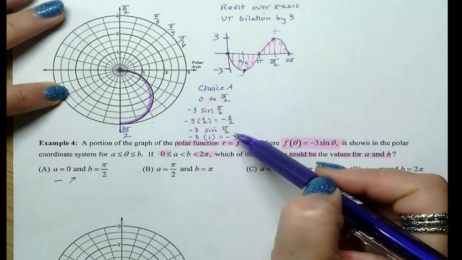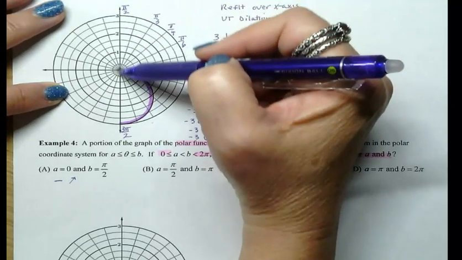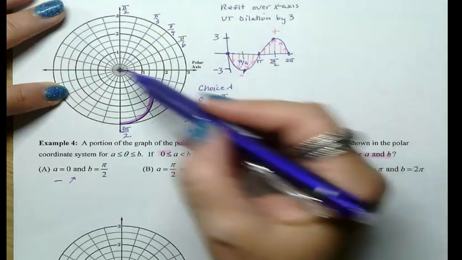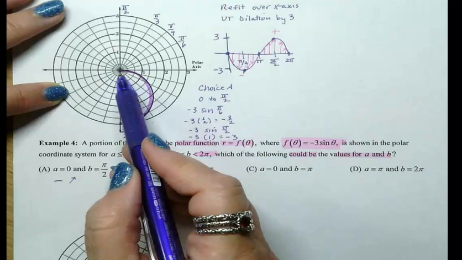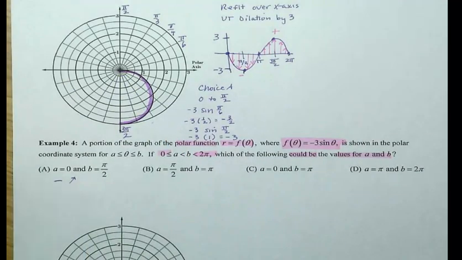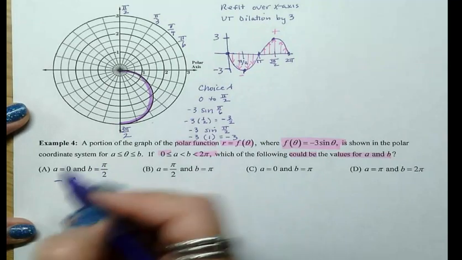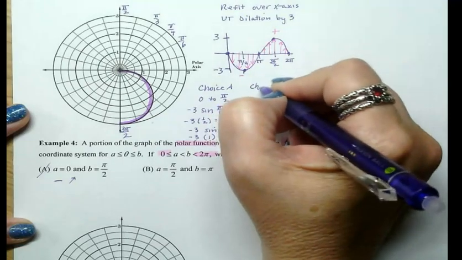So then I have sine at pi over 2 is 1, -3 times 1 is -3. So at pi over 2, at -3, that could be a possibility, but we already ruled it out from this one. So I know that so far, for example 4, I can rule out choice A. Okay. So then let's look at, I don't know, we can do choice B.